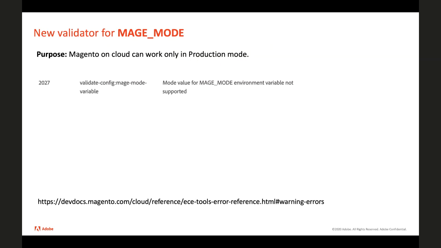As I said before, we added a new validator for the Magento mode. As far as I know, Magento on cloud can work only in production mode. But previously, we didn't have any validation for this. As a result, deploy may happen successfully and everything looks good, but it caused issues and it wasn't clear that something was wrong and what was wrong. So right now you can see a warning in the log about an incorrect mode for Magento. And this error has a code and so on.